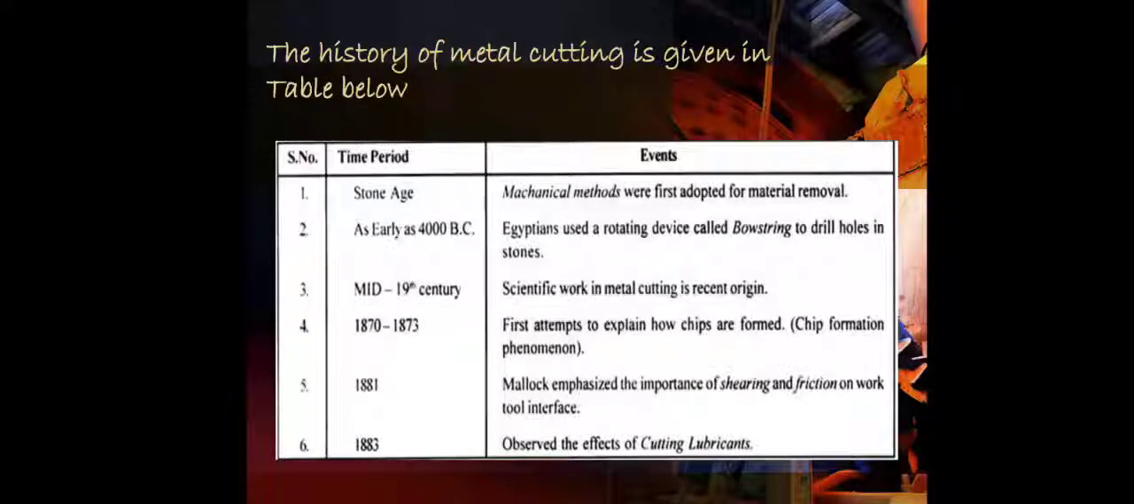And in 1881, Mallock emphasized the importance of shearing and friction on the work-tool interface. And in 1883, they observed the effects of cutting lubricant. So there is progress from the Stone Age up to the present, no? So we can see that there is really progress in terms of metal cutting, or the process of cutting metals.